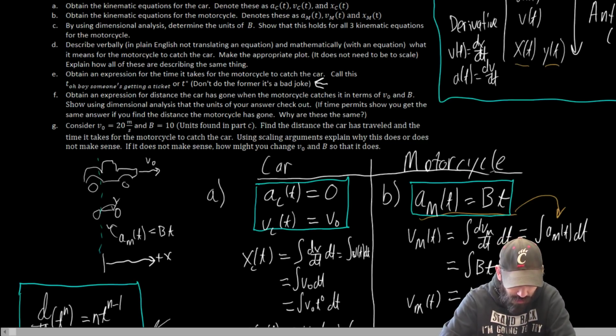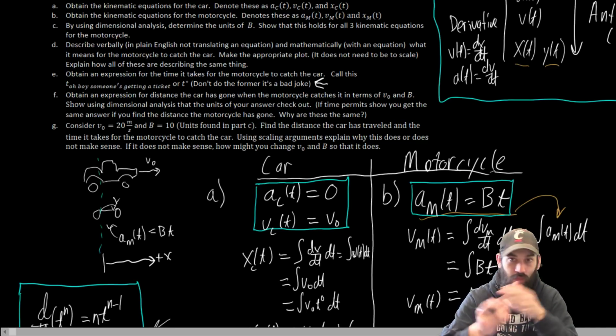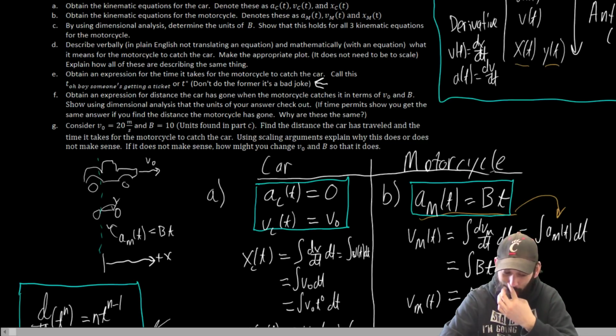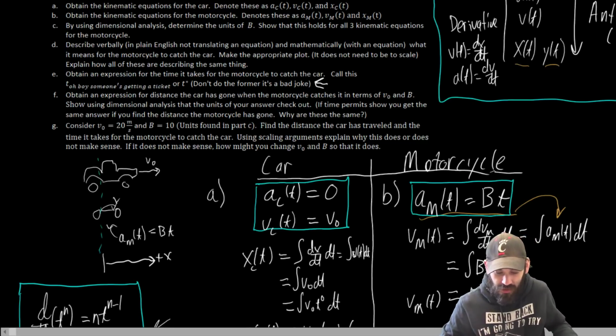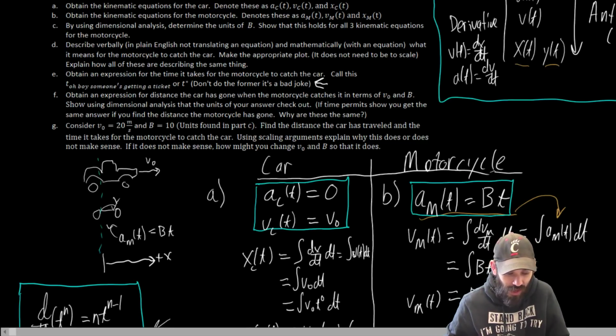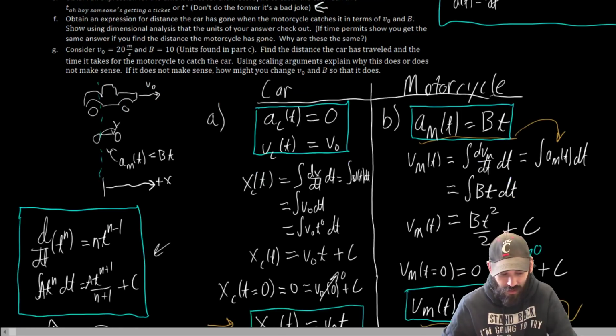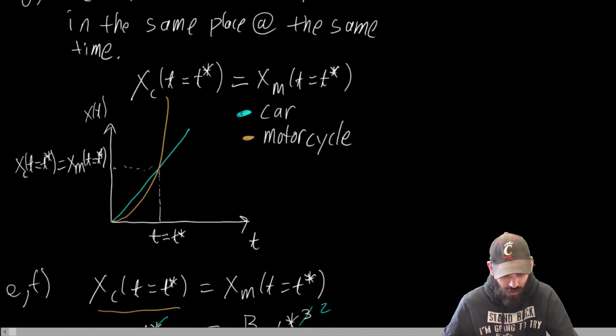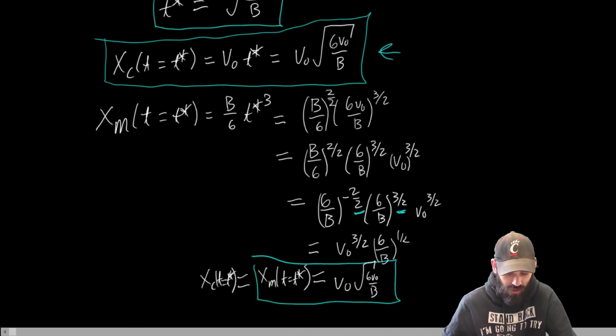Okay. Now the last part that we want to do is consider that if V0 is 20 meters per second and B is 10, with whatever units we found it to be, find the distance the car travels and the time that it takes the motorcycle to catch the car. Using scaling arguments, explain why this does or does not make sense. If it does not make sense, how could you change what V0 and B are so that it does?